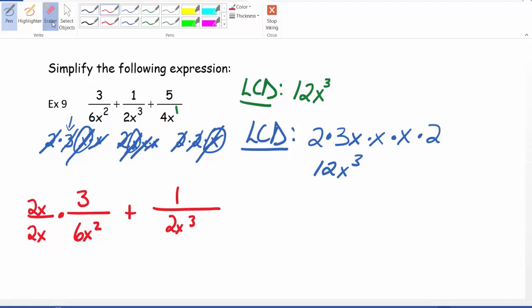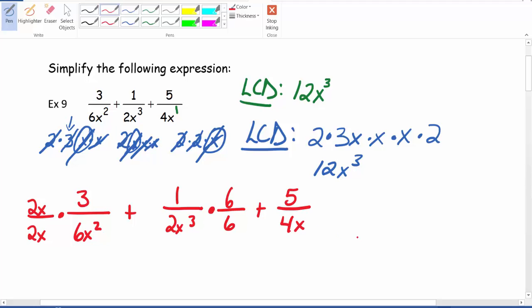And we're going to go ahead and multiply, make that bar a little shorter. We're going to multiply that by, in order to get 12x cubed, we just have to do 6 over 6, plus 5 divided by our 4x. In order to get that 12x cubed LCD, we'd have to multiply this by 3x squared on top and bottom.